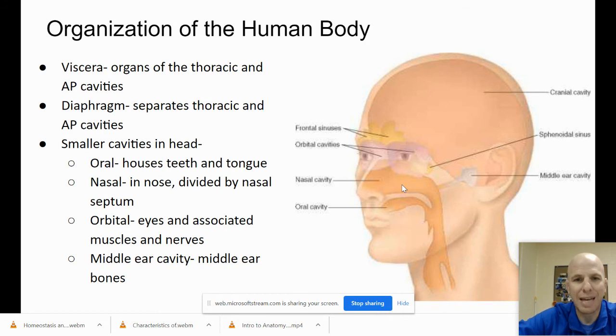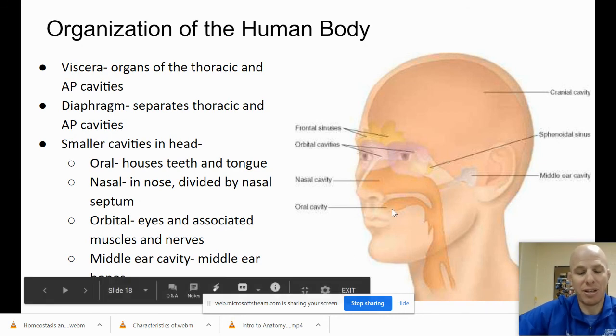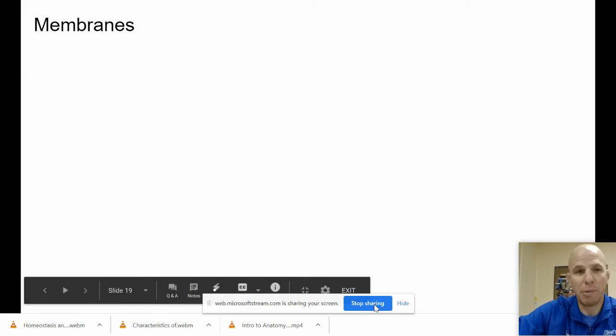We also have these things called sinuses. If you ever had a sinus headache, that's kind of an inflammation of the sinuses inside your head. But I have the cranial cavity right here that contains the brain. I have a bunch of sinuses. Middle ear cavity, it goes way down deep in there. We'll talk a little bit about the bones of the middle ear later in the year. Orbital contains the eyes. Nasal cavity, that's the nose or this nasal passage, and then the oral cavity where you're eating. So that is the organization of the cavities within the human body, and we will talk about membranes on the next video.